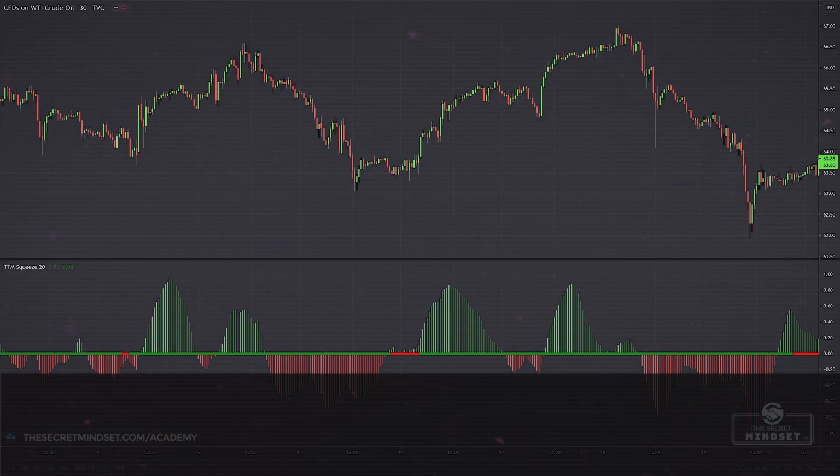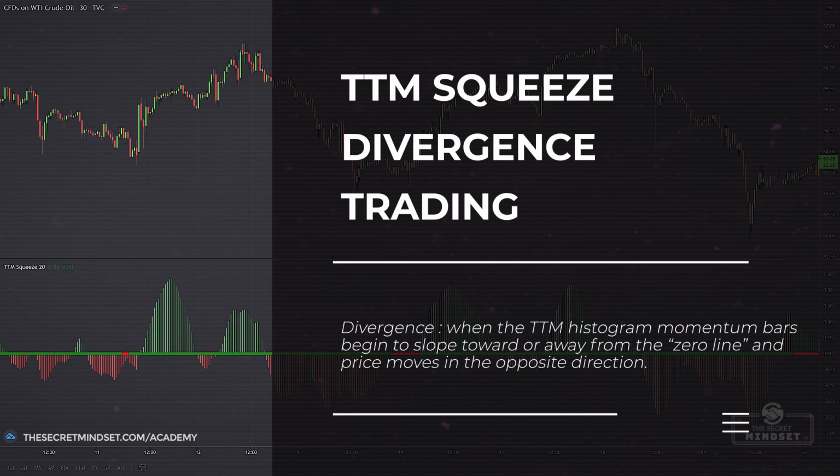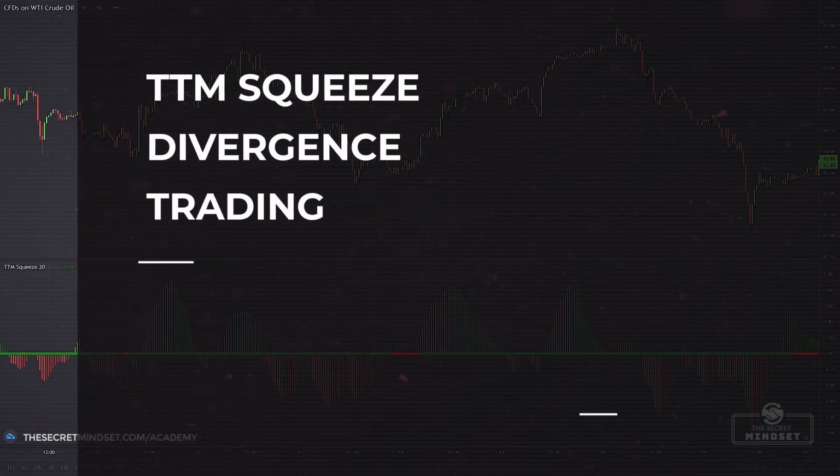Another way the TTM Squeeze indicator can be traded is by using divergence. Divergence is when histogram momentum bars begin to slope toward or away from the zero line, and the price moves in the opposite direction on the upper part of the chart.